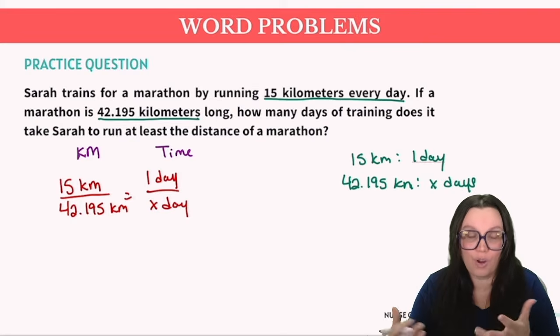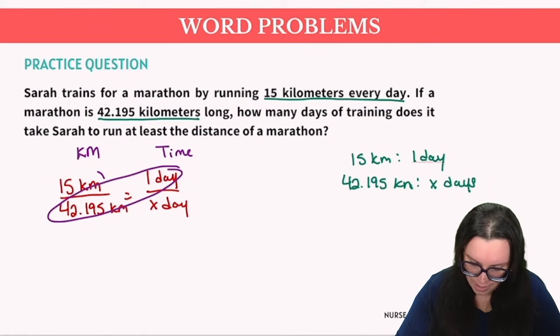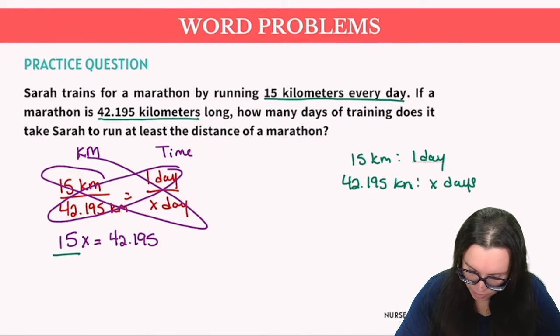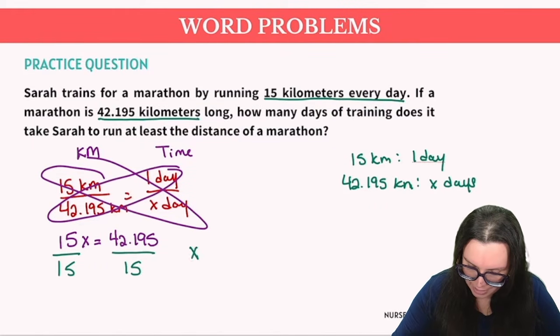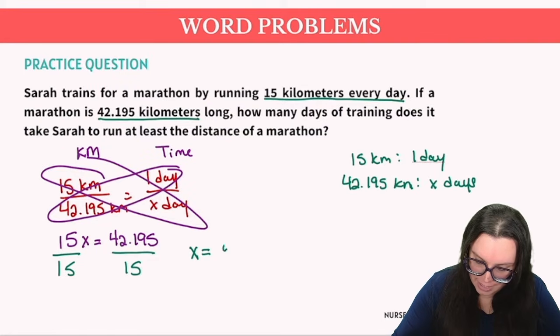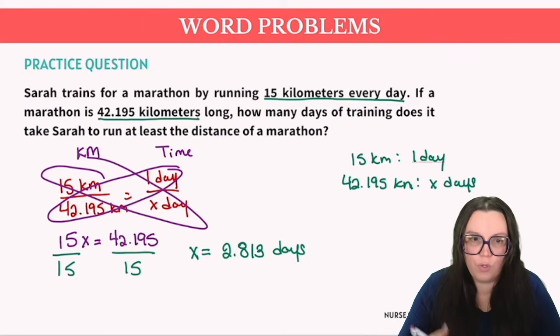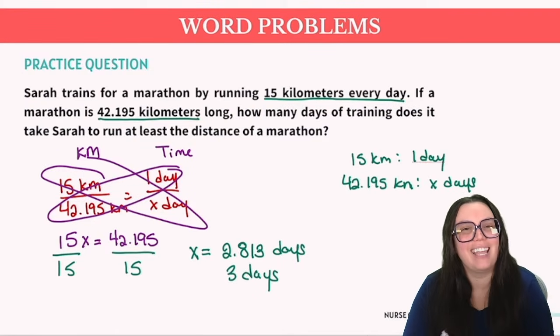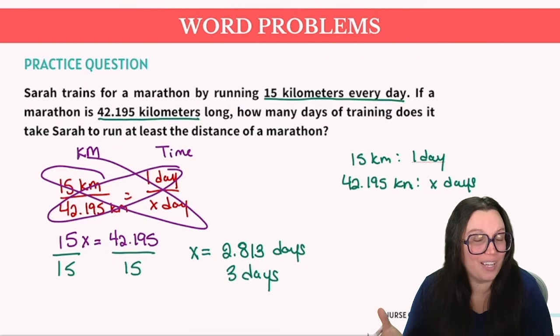So as always, we're going to cross multiply. So we're going to do this by cross multiplying our numbers. That's going to give us 15x is equal to 42.195. And now we're just going to divide each side by 15 in order to isolate our x. And that is going to give us x is equal to 2.813 days. Or if you were required to round up, it's approximately 3 days. So the correct answer is 2.813 or 3 days.